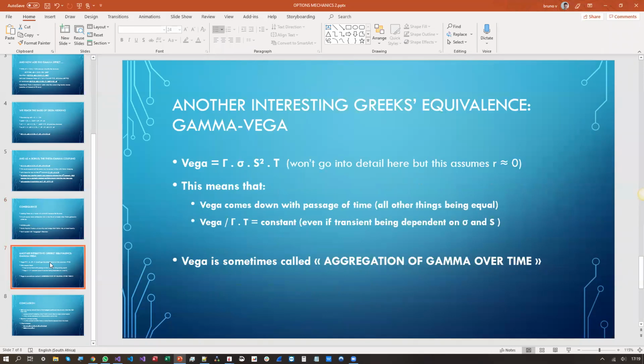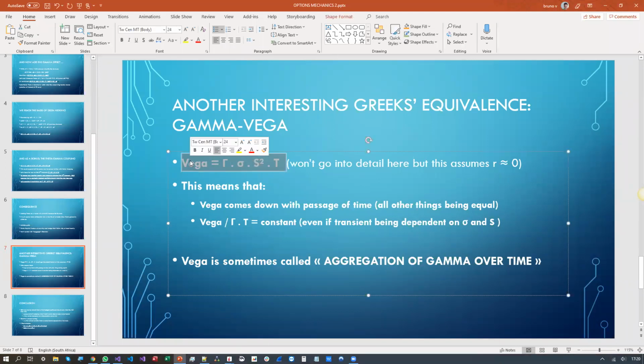Okay, another interesting Greek equivalence is the gamma vega. I won't go back into this. I will probably post some complement almost like a blog post on the forum. But trust me, this is another equivalence. Vega is actually gamma times sigma times the square of the price of the underlying times t, the passage of time.